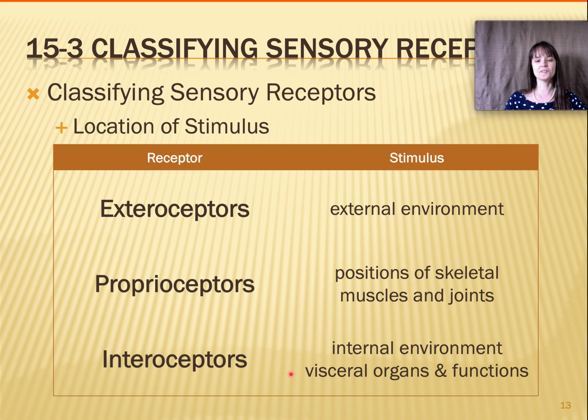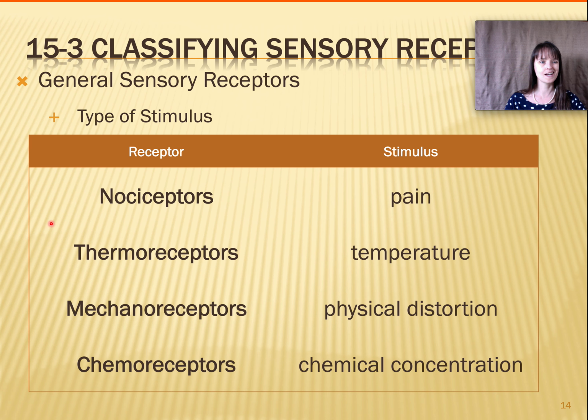Interoceptors monitor the internal environment, your visceral organs and their functions: hungry, thirsty, gotta pee, horny, yada, yada. That's all interoceptors, and that is your visceral sensory. Next slide.